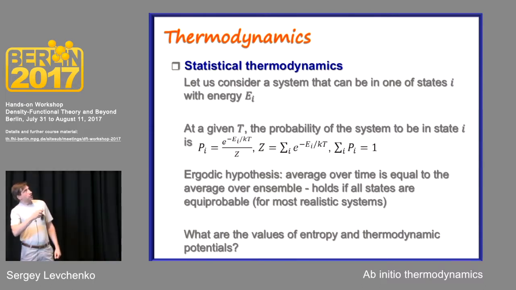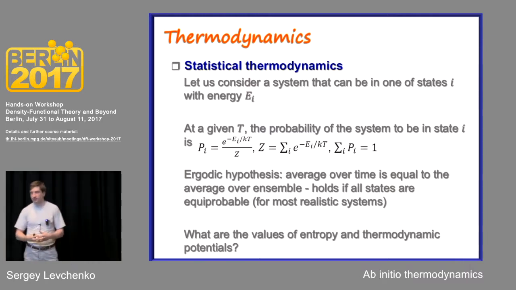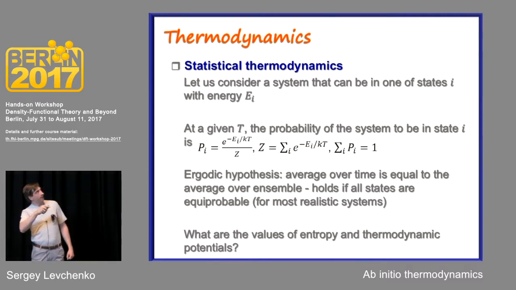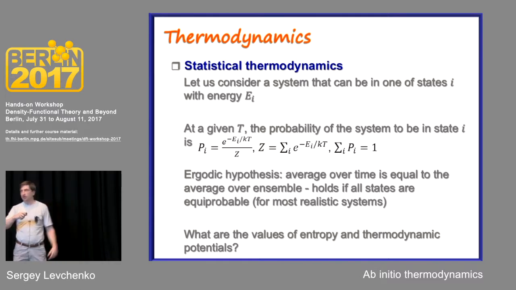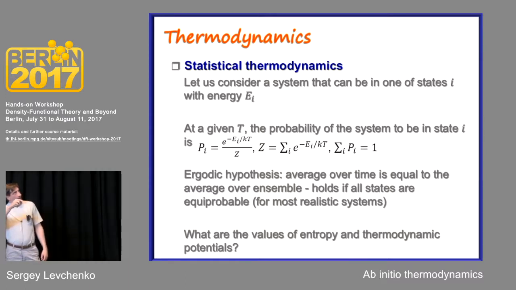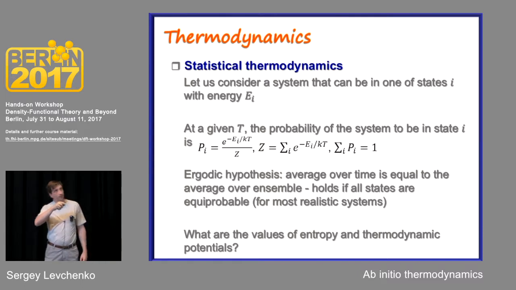So let's consider a system. We have a material, let's say, with a huge number of particles, and the system can have a huge number of states. Let's consider this system which can be in one of the states with energy E_i. Then at a given temperature, the probability of the system to be in state i would be expressed like this, where this is the Boltzmann exponent, e to the power of energy divided by kT, divided by a normalization constant, so that the sum of all probabilities of the system to be in each state is equal to 1. This is expressed like this. The Z has its own name because it's very important. It's the partition function.